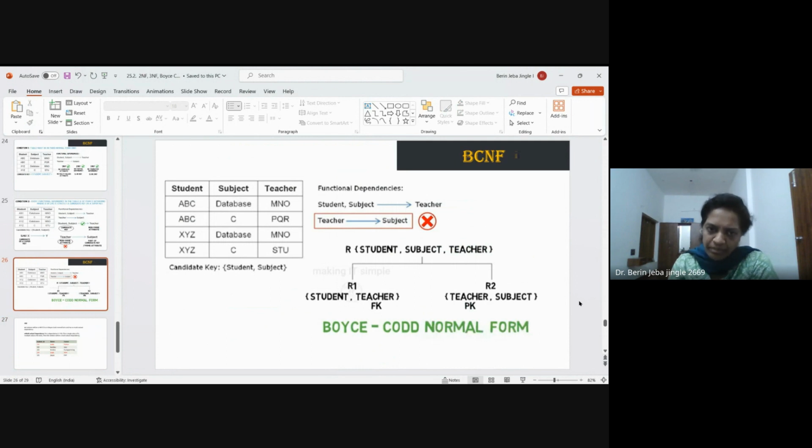We decompose this table into two tables: student and teacher as one table, and teacher and subject as another table. Here student and teacher act as a foreign key, referring to the primary key of the other table, that is teacher and subject. Thus we can achieve the Boyce-Codd normal form. So now student determines teacher, it is a primary key. Teacher determines student, subject. The teacher is a primary key. Now it's okay, no? So Boyce-Codd normal form is achieved.